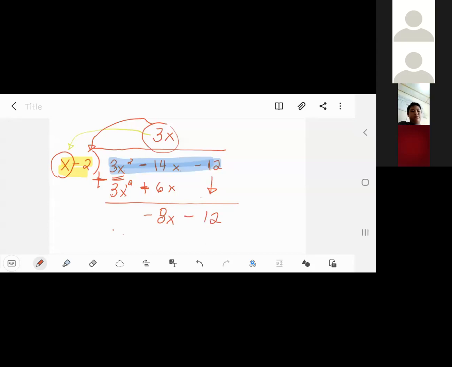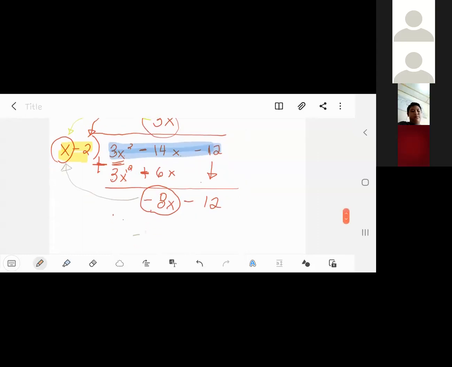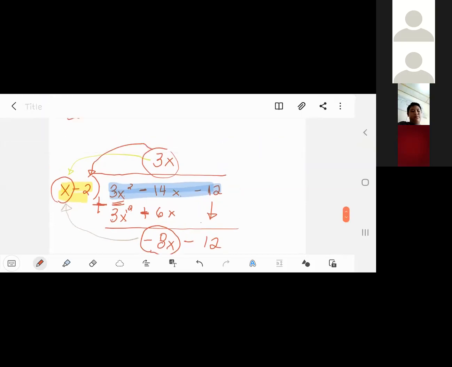Then bring down negative 12. Okay, now we divide. Negative 8x divided by x. How much? The answer is negative 8. 1 minus 1 is 0, so the exponent of x is gone. So you write the negative 8 aligned with its similar term, above the 12. Okay, so the answer is negative 8.